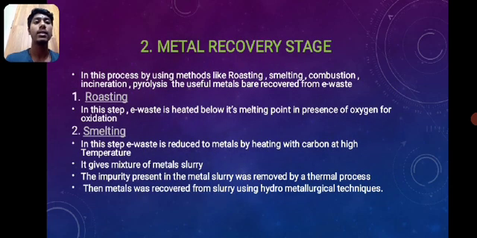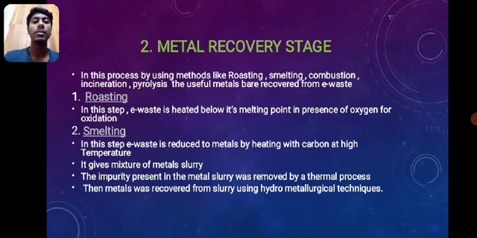The second step is the metal recovery stage. In this process, by using methods like roasting and smelting, calcination, and pyrolysis, the useful metals are recovered from the electronic waste. First is roasting, also called heating. In this step, electronic waste is heated below its melting point in the presence of oxygen for oxidation.